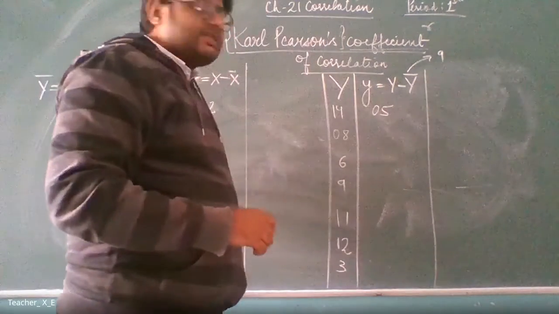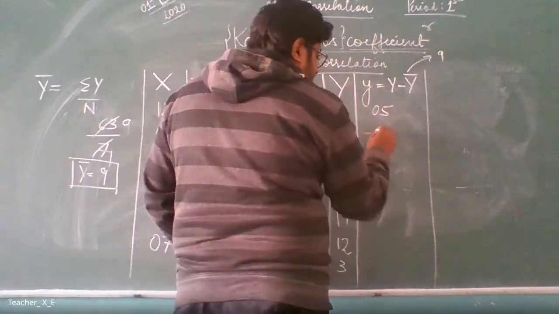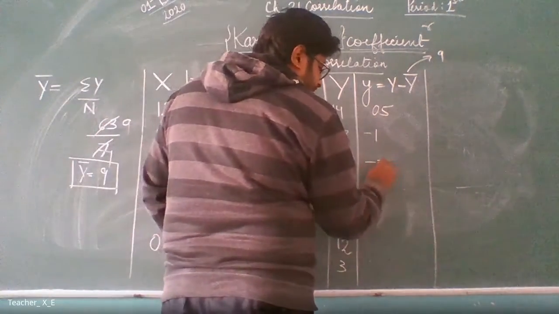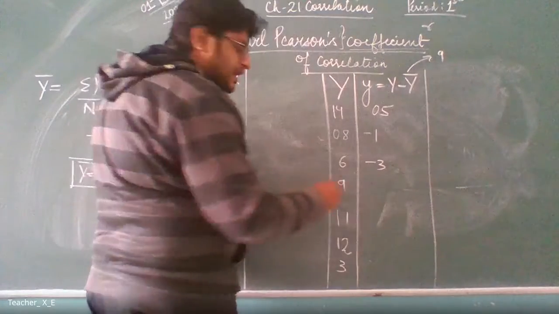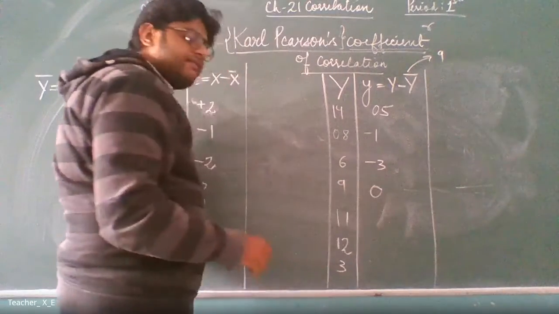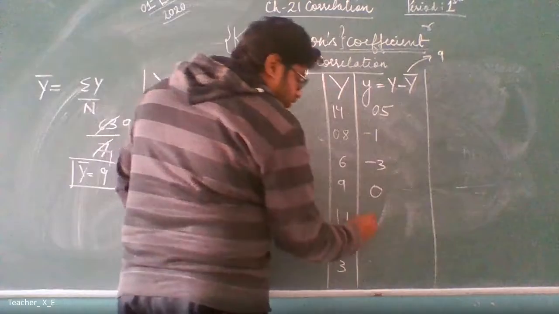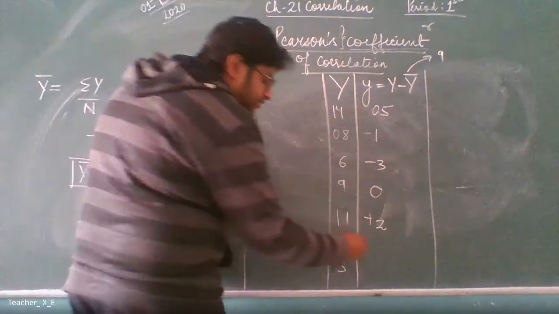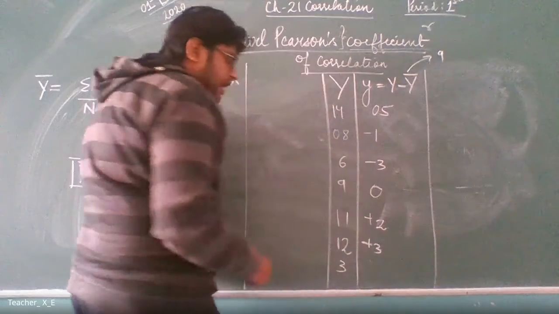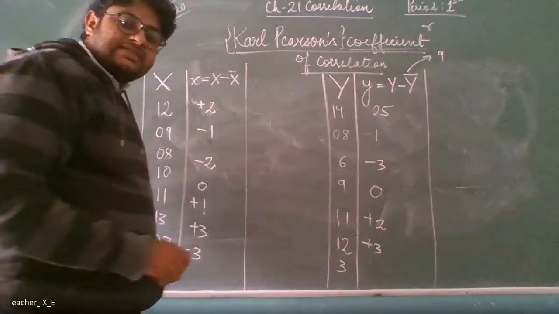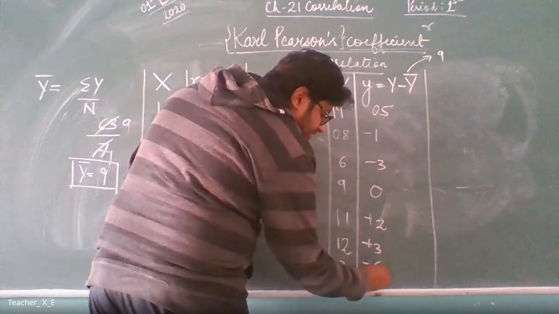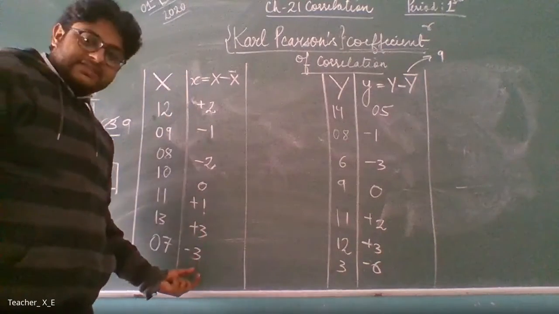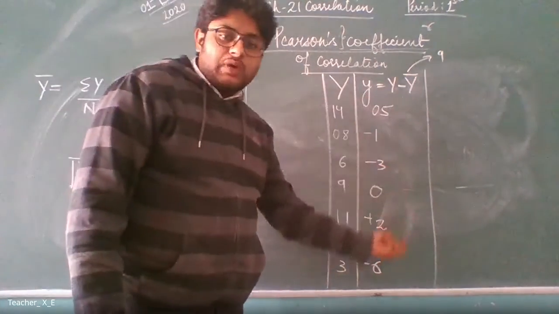8 minus 9 is negative 1. 6 minus 9 is negative 3. 9 minus 9 is 0. 11 minus 9 is positive 2. 12 minus 9 is positive 3. And 3 minus 9 is negative 6. This we have got. So we have got the small x and the small y.